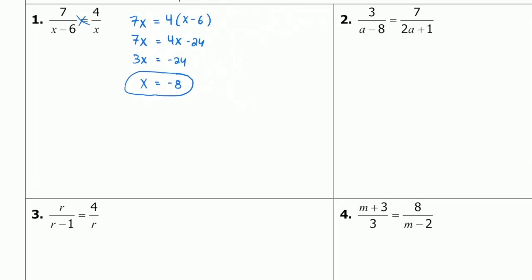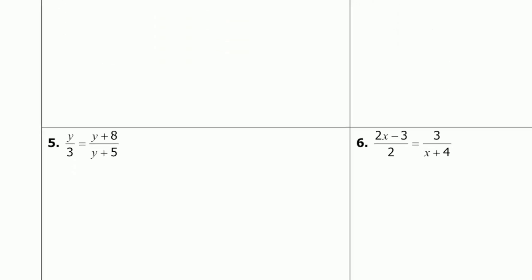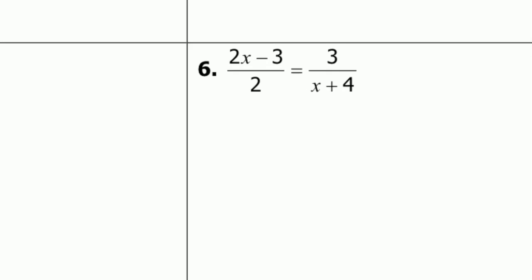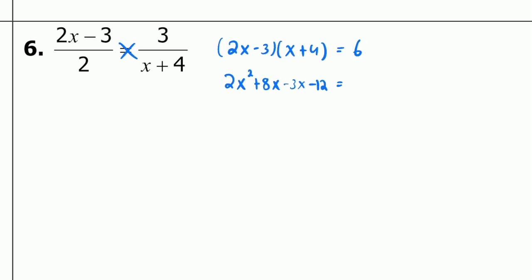Examples numbers 2, 3, and 4 are all examples here where we can go ahead and cross multiply. A good one to look at would be number 6 right here, where again, I'm going to go ahead and cross multiply. So then I get 2x minus 3 multiplied by x plus 4, and that is going to equal 6. So when I multiply this together, I'll get 2x squared plus 8x minus 3x minus 12 is equal to 6.